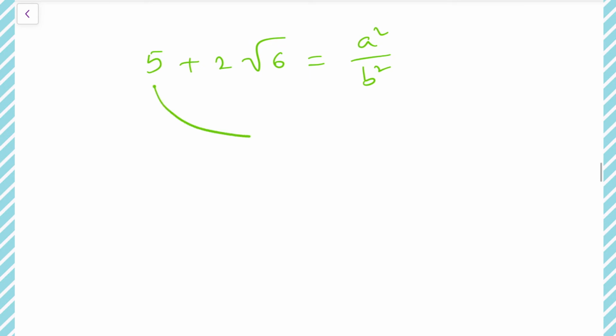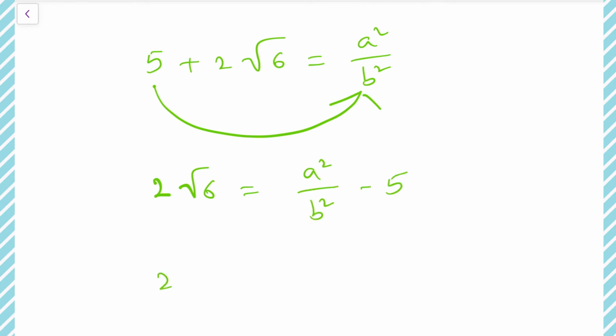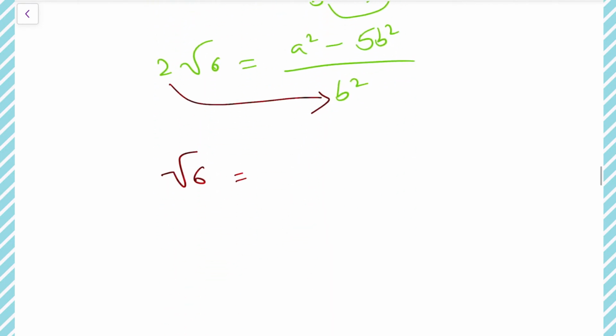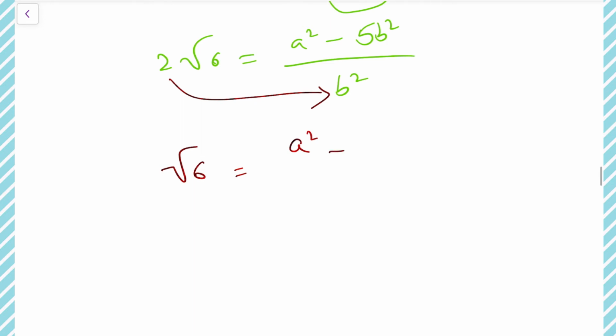Now I will take 5 to the right side. So we get 2 times root 6 equals a square by b square plus 5 will become minus 5. So we get 2 times root 6 equals a square minus 5b square divided by b square. So now I will bring this 2 also to the right side. Then we get root 6 equals a square minus 5b square divided by 2b square.